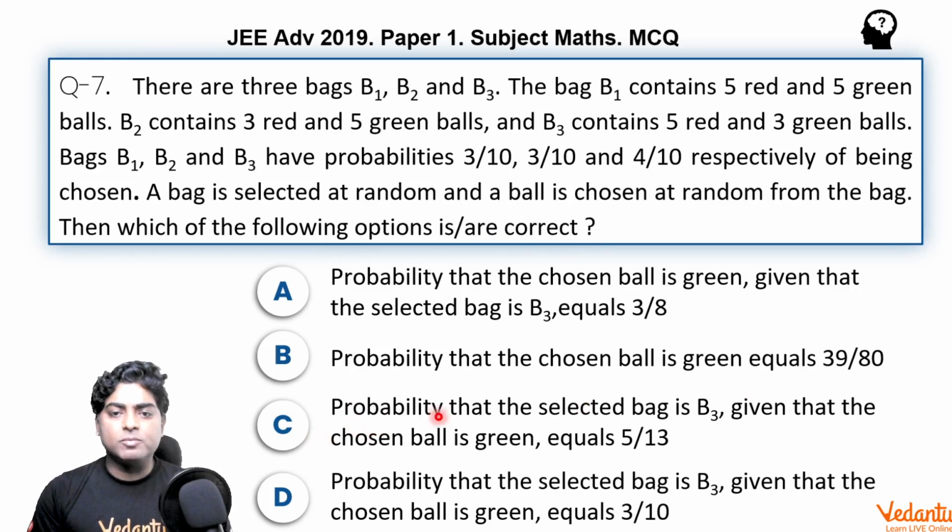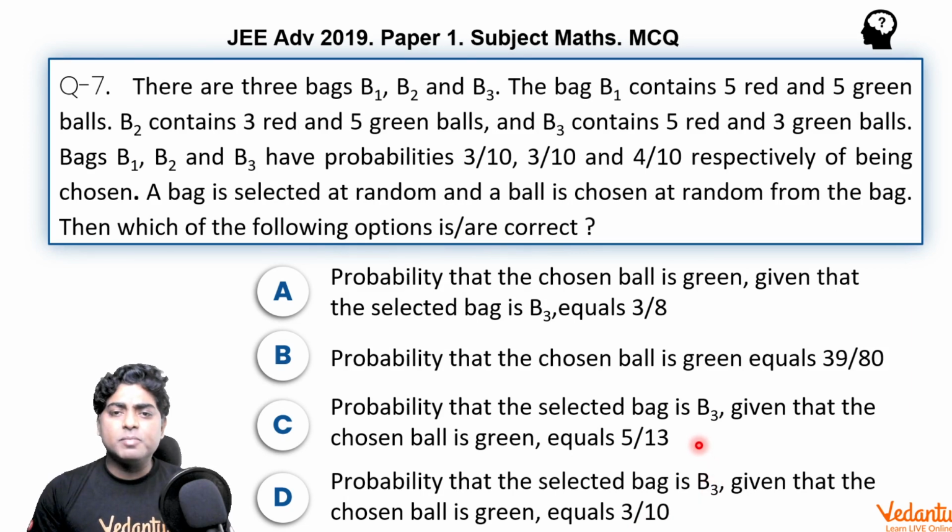And option C: probability that the selected bag is B3 given that the chosen ball is green. So the color of the final ball is known to us. We'll have to go back finding the probability of some past event on the basis of final result known to us. So this is according to reverse conditional probability based theorem, which we will apply to get this probability. In option D, the same thing is asked: probability that selected bag is B3 given that chosen ball is green equals 3 by 10.